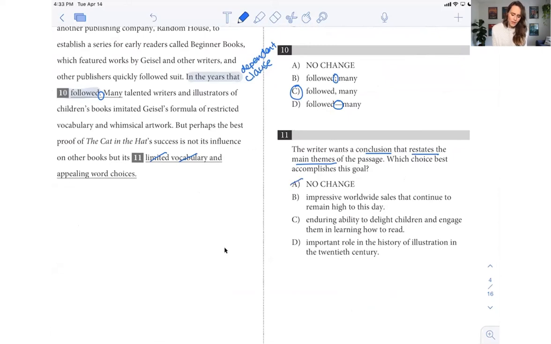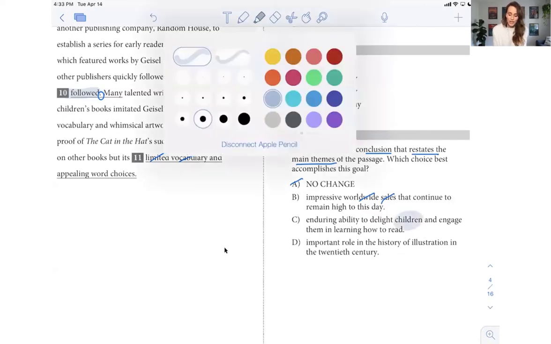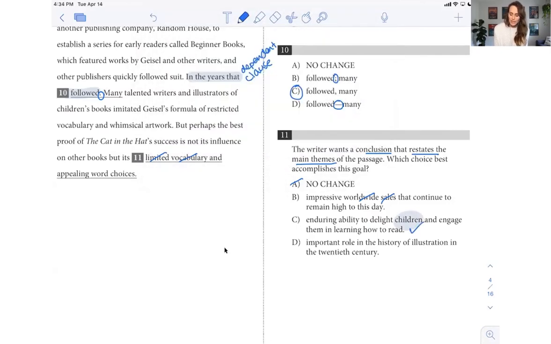So A is out. B, impressive worldwide sales. That also doesn't mention children's education. C, enduring ability to delight children. Ooh, finally, we have a reference to children, and engage them in learning how to read. So this works. D, important role in the history of illustration. So that's too broad for D also. So I'm just going to pick C there.